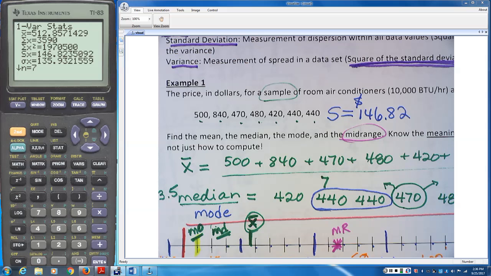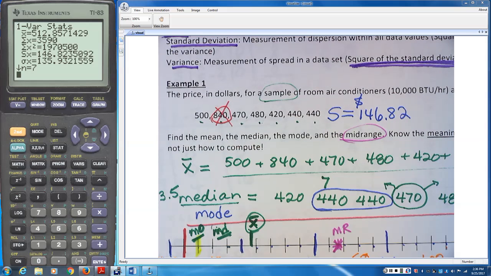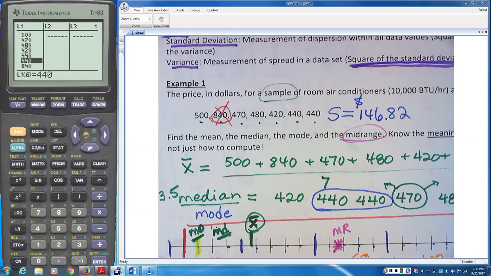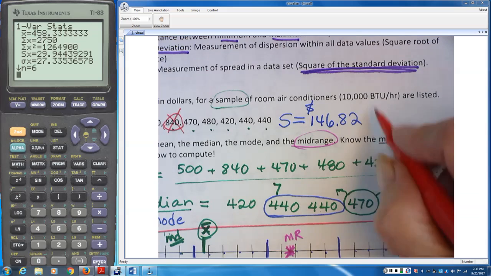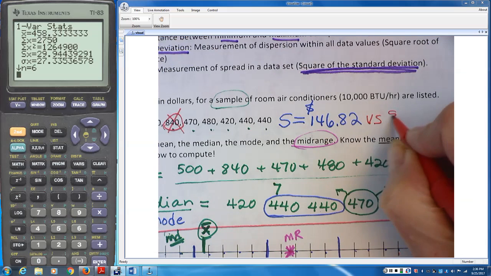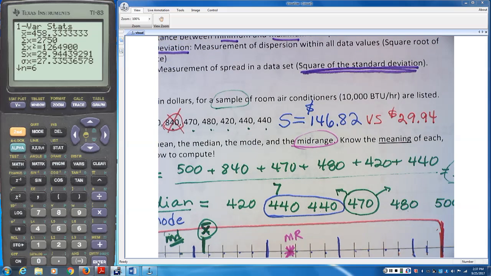But if I remove the outlier, so I'm going to go back and take it out again and recalculate. What's the standard deviation now? So $29.94.